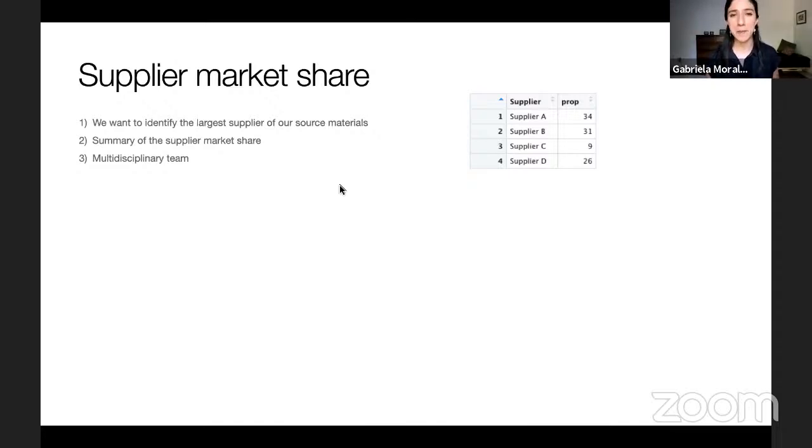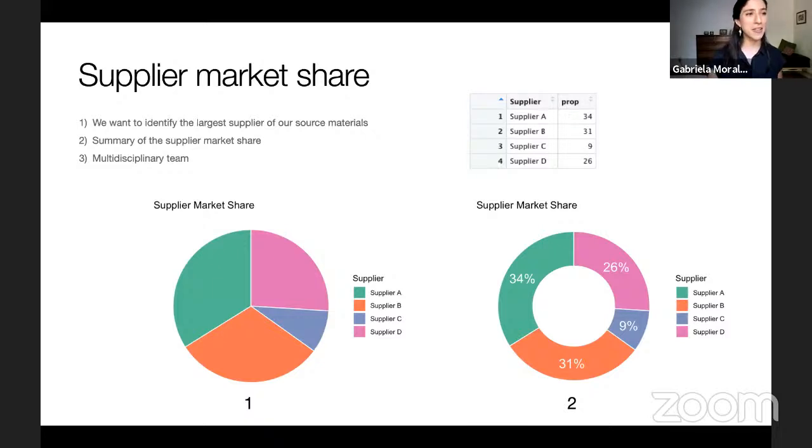for this business. And the data we have is actually already summarized as the supplier market share. So we have a list of suppliers and the proportion of the market share that they have. And we're, again, showing this to a multidisciplinary team. And I want you guys to choose number 1 or number 2 here. Please vote in the chat.